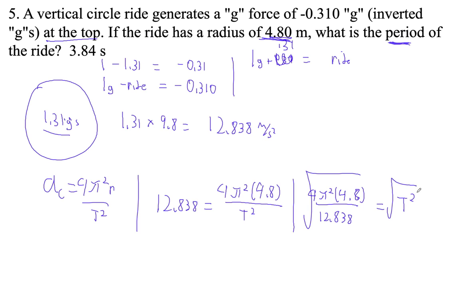I'll square root both sides. So let's see. Square root of 4 pi squared times 4.8, divided by that 12.838. You could have pulled the 4 pi squared outside, but that's all right. I think t is equal to 3.84 seconds.